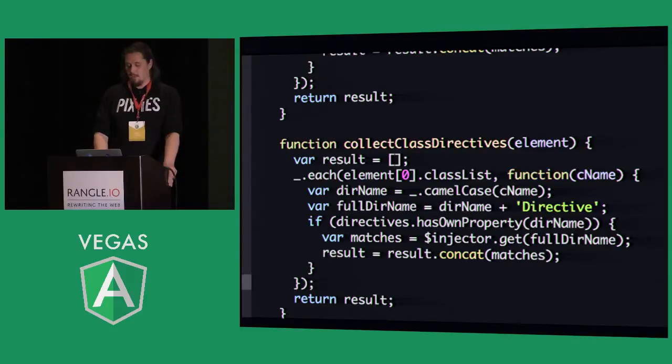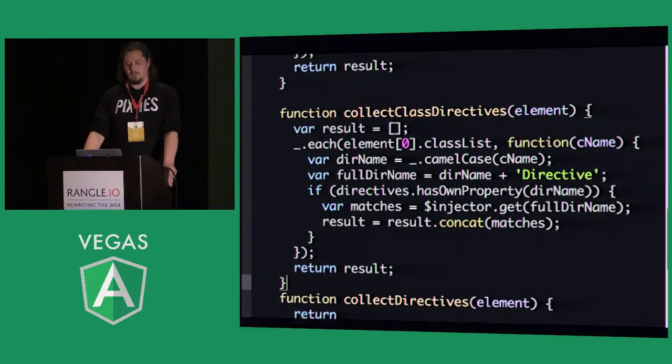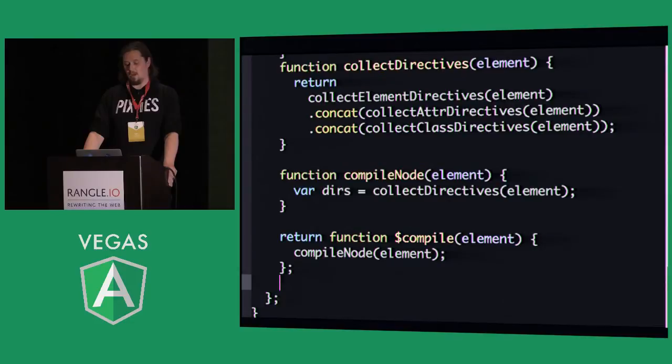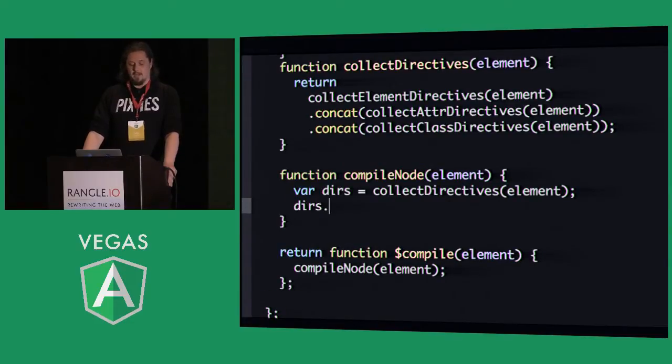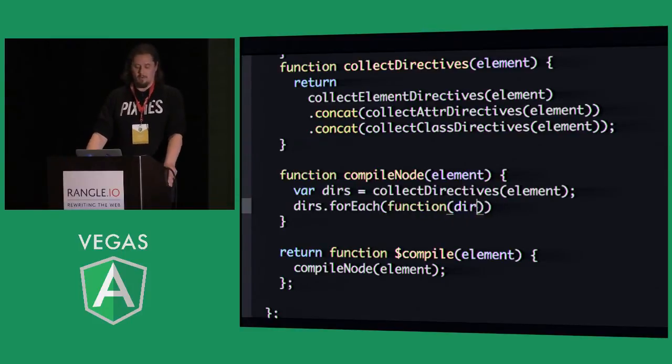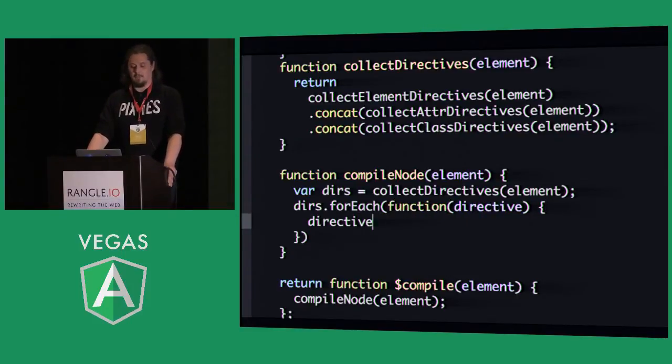And what's then left to do back in compile node, where we have this array now, is to actually apply those directives to the element. That can be done simply by having a loop over all of them that we found and calling the compile method for each one. So this is where the directive gets to do whatever it does, whatever it has defined in its compile method will get executed for this element at this point. And that pretty much covers the compilation of a single element.